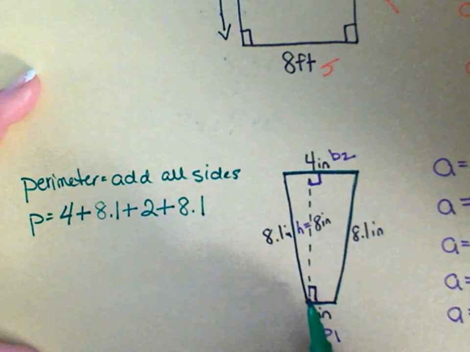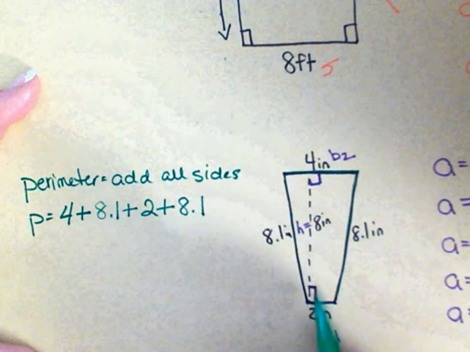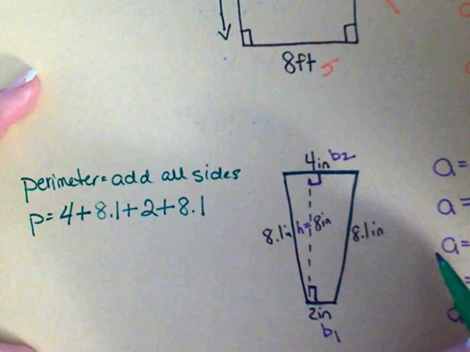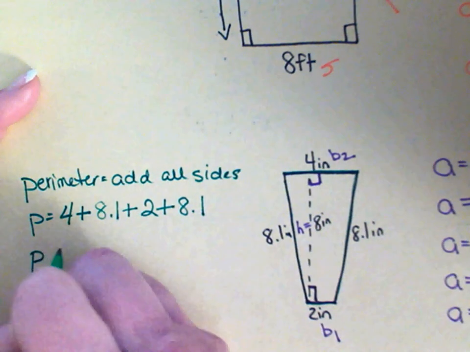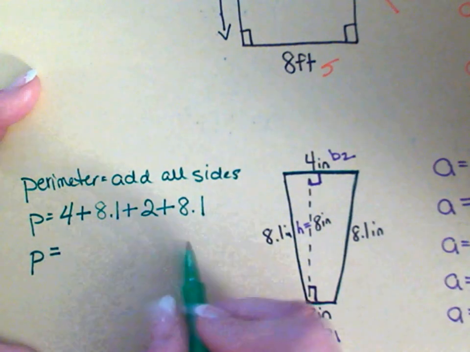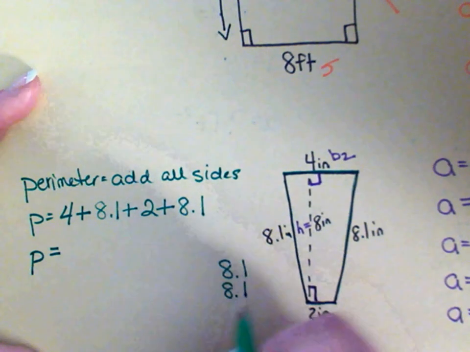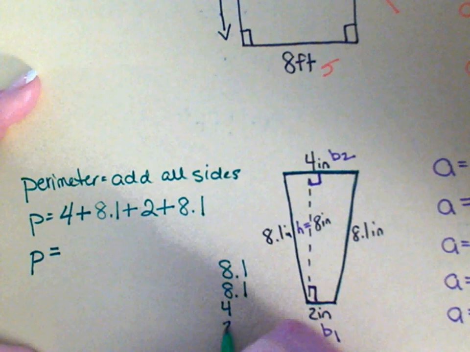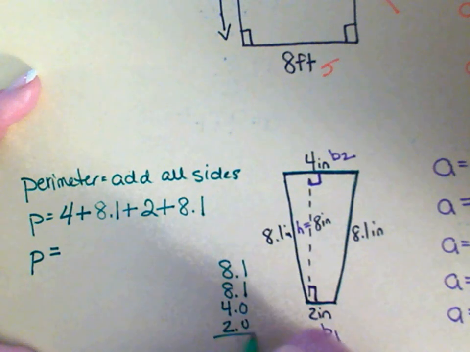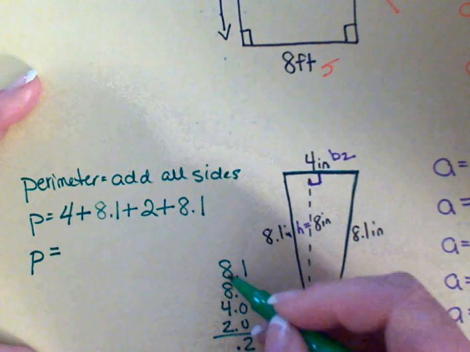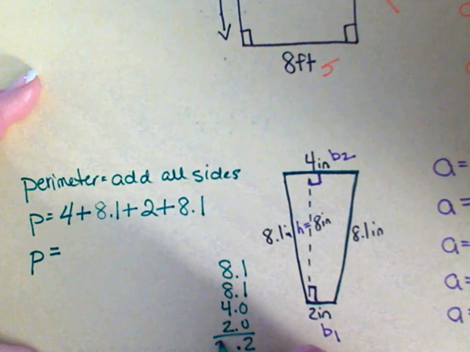Around the outside, that's 8.1. Around the outside, that's 2. Around the outside, 8.1. Notice I did not pull the height of 8 in perimeter because the 8 is not around the outside. It is going from the bottom to the top and goes inside the figure.